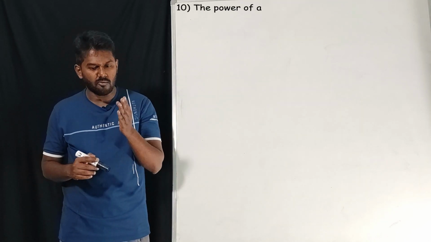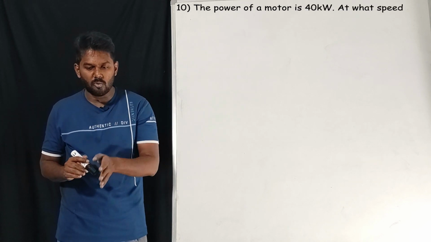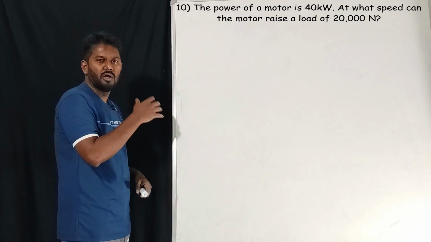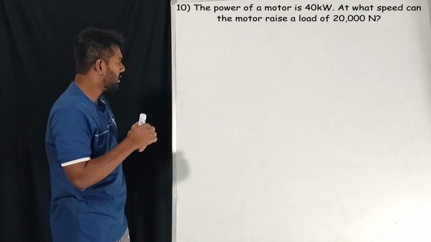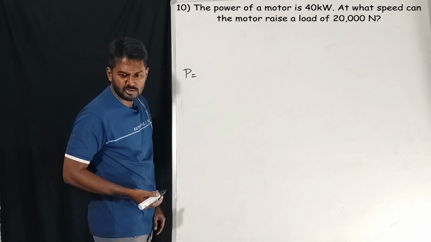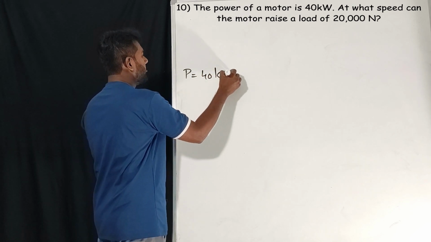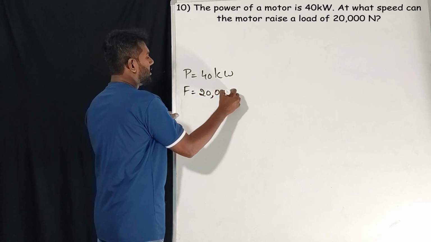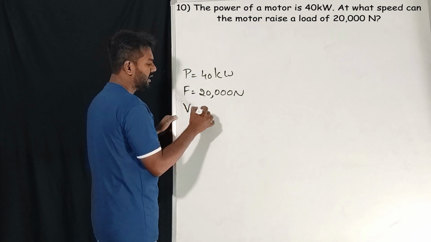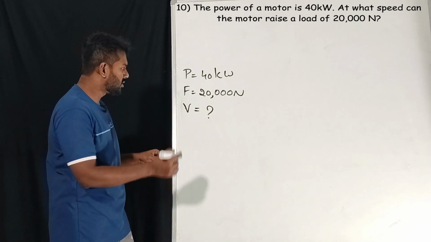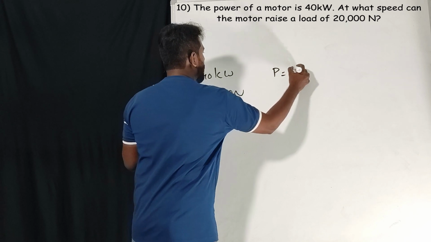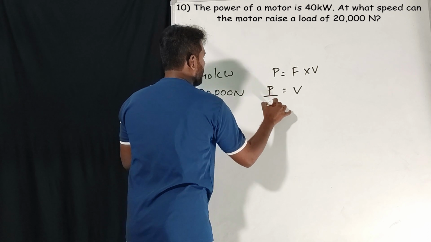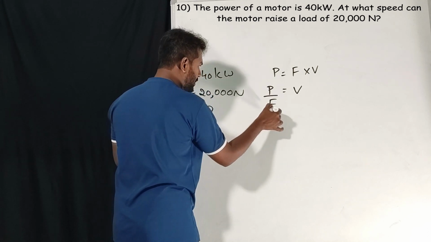Question number 10. The power of a motor is 40 kilowatt. At what speed can the motor raise a load of 20,000 Newton? Very simple question. If you know the previous question, then this question is very simple. They have given the power value itself, that is 40 kilowatt. They have given force, 20,000 Newton. They require velocity or speed, anything is fine. So what is the formula? Power is equal to force into velocity. We require velocity, so that will become power by force. So velocity is equal to power by force.